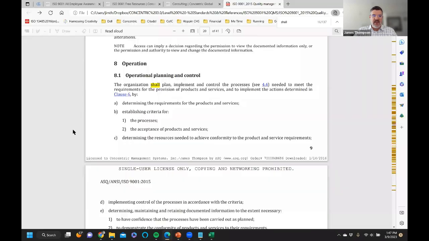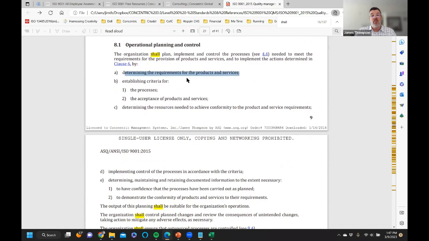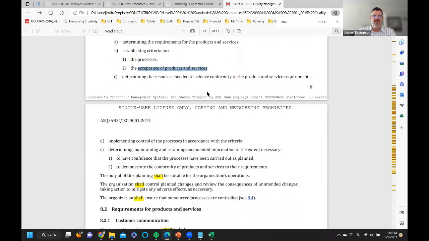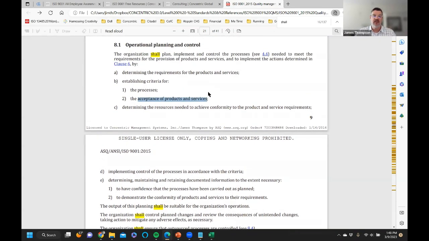Back over here to the standard. So operational planning and control. The organization shall plan, implement, and control the processes that we're seeing in 4.4, the requirements of the provisions of products and services, and to implement the actions determined in clause 6 by determining the requirements of the service or products that you provide, establishing criteria for the processes and acceptance of products and services. So what is the acceptance criteria?